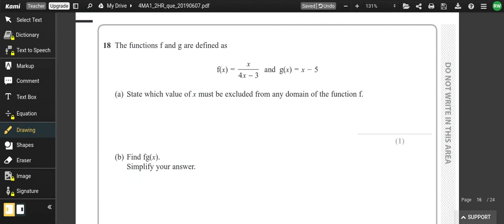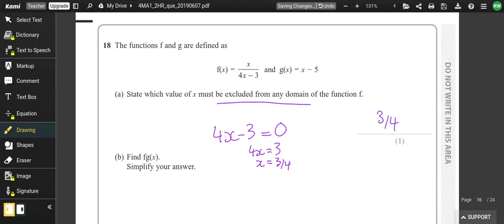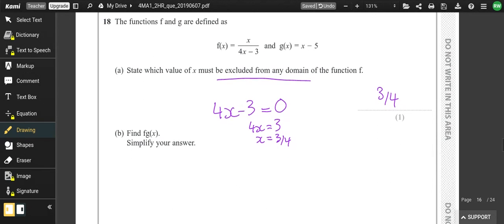Whenever you have this question about asking any number that's excluded from the domain, you have to put the denominator equal to 0. The denominator cannot equal 0. The numerator can be 0, but the denominator can't. So we rearrange this to get 4x equals 3, x equals 3 over 4. So 3/4 cannot be in there, because as soon as we put 3/4 in, that will give us a 0 on the denominator.